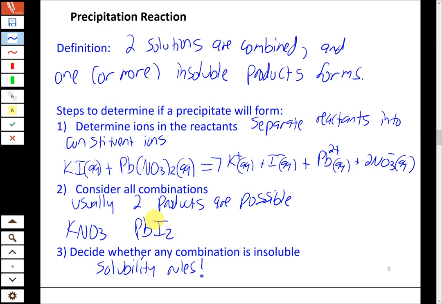There's obviously some things that are kind of in the intermediate range. So you'll learn later on that it's not quite a simple bifurcation between soluble and insoluble, but in this class, that's how we're going to treat everything. It's either going to be soluble or insoluble, and we're going to use a set of rules to predict that.